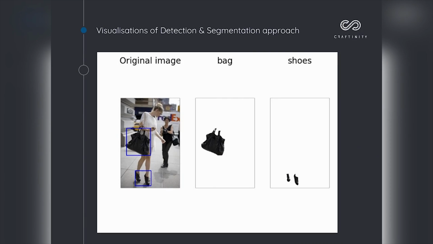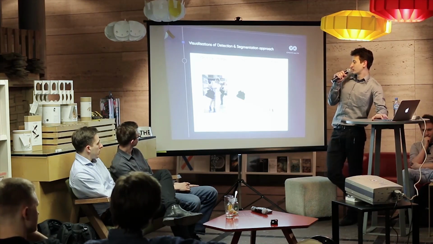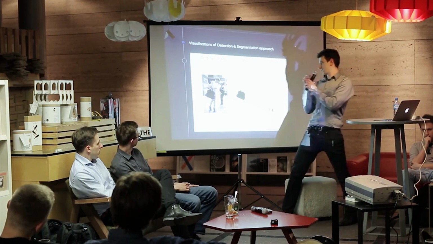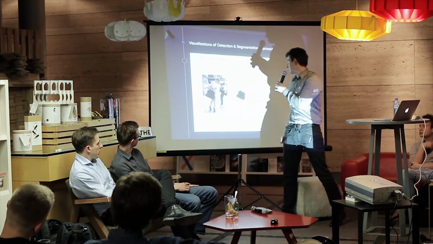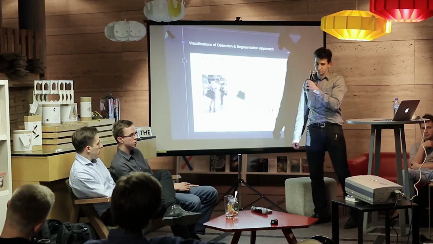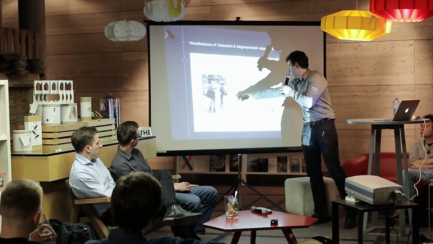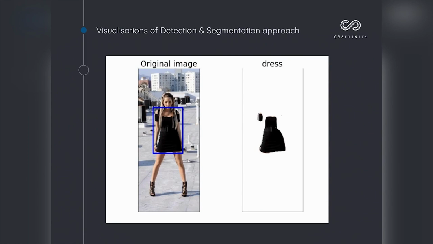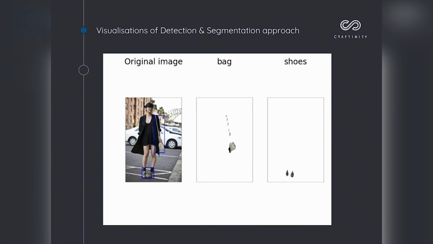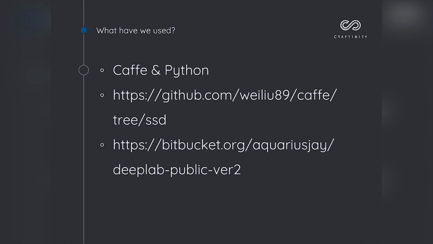Okay, and that would be everything. Here is some visualization of this detection and segmentation approach. I think it's clear how it works. At first we detect, for instance, for a bag, the bounding box, and later do the segmentation. Actually, we also use DeepLab, but with two categories to differentiate the object from the background. Next example.